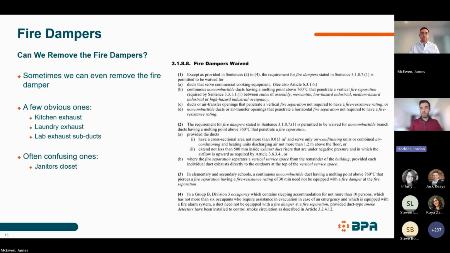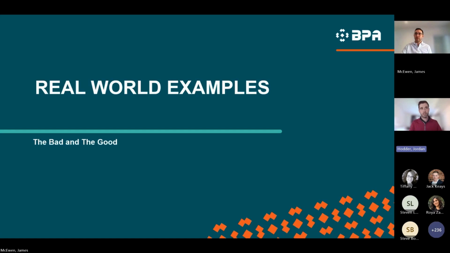Fire dampers, I think, are a little bit more clear. There's a few obvious ones on the mechanical side: kitchen, laundry, lab exhaust, subducts, and some confusing ones with janitor's closets. But once again, this is the process that we go through in our flow chart to see where we can actually remove them, where we actually require them. Next slide. Real world examples.